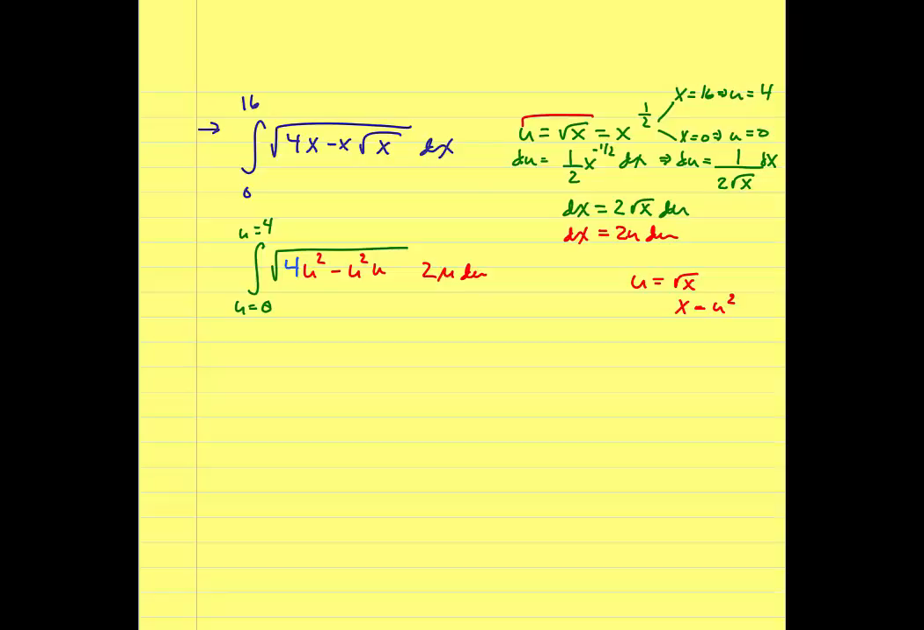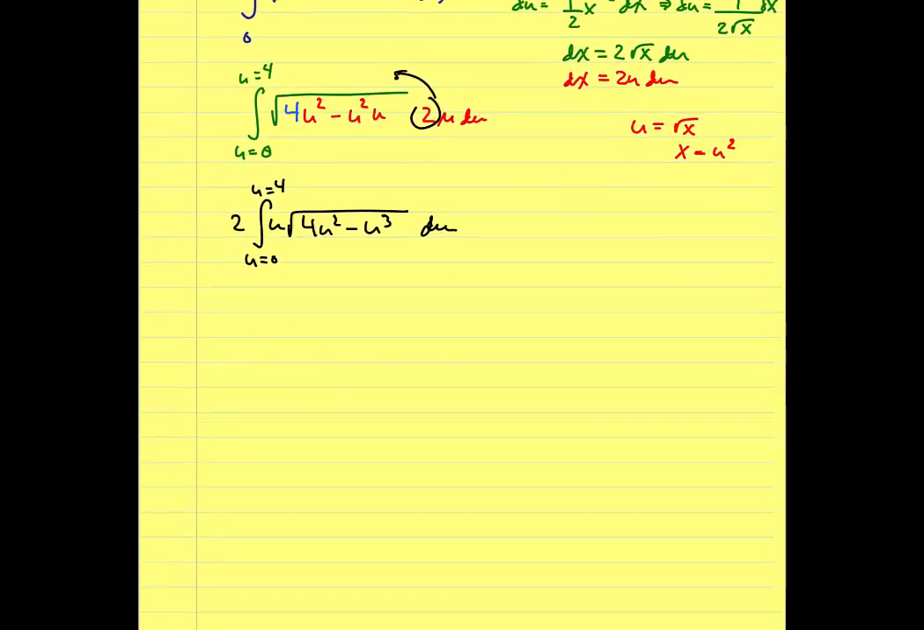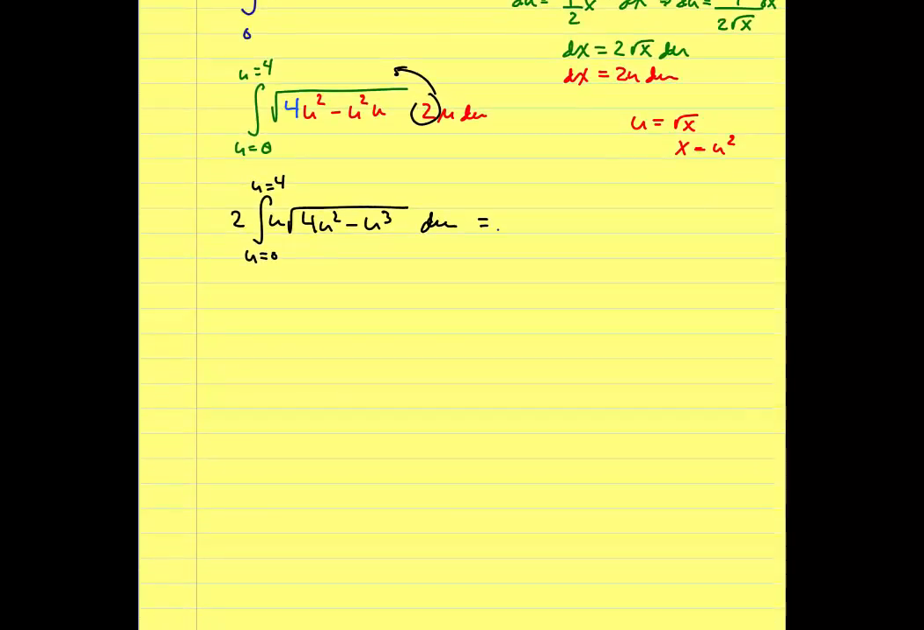So let's go ahead and rewrite this. I think I'm going to be able to pull this 2 out front. Let's do u equals 0 to u equals 4, square root of 4u squared minus u cubed. Then I have this 2 that I could pull out front. This u, I can't pull outside of the integral, but I can certainly put it in front so I don't lose track of it, du. So now I'm ready to integrate. No, not really, because this doesn't look too much better. Let's look at the 4u squared minus u cubed. I could factor out a u squared.